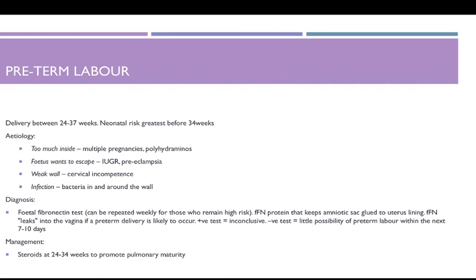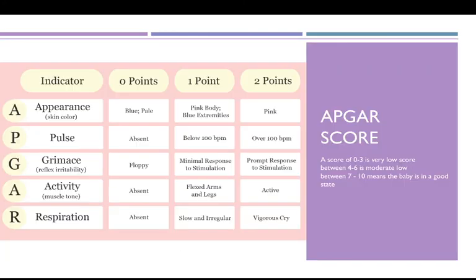And if a mother does go into preterm labour, it's really important to give steroids. If you are planning for a woman to give birth before 34 weeks, it's really important to give steroids at 24 to 34 weeks to promote pulmonary maturity in the fetus.